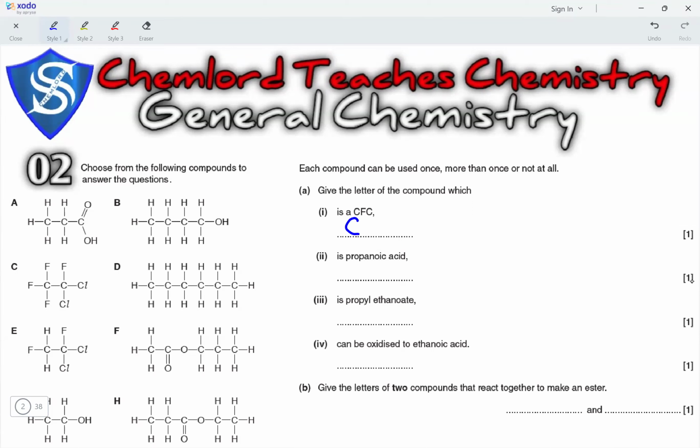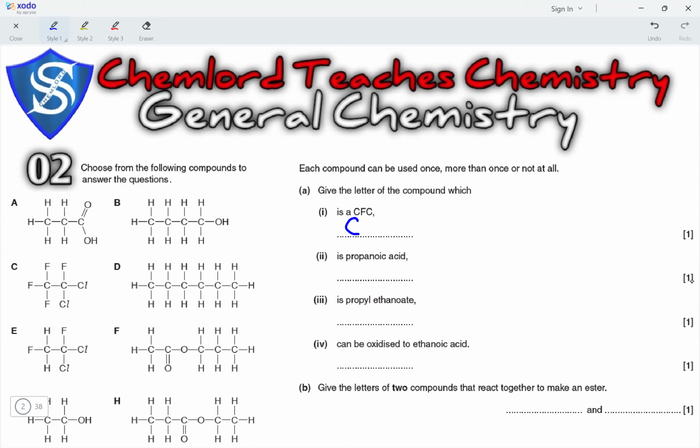D is an alkane because the only bonds present are carbon-carbon single bond and carbon-hydrogen single bond. E contains a chlorine atom, a fluorine atom, but also a hydrogen atom. So a chlorofluorocarbon contains chlorine and fluorine, not hydrogen. So E will not be considered as a CFC molecule. F contains a C double bond O single bond O group in it. This is an ester. G contains an OH group, making it an alcohol, and H again contains a C double bond O single bond O group, making it an ester.